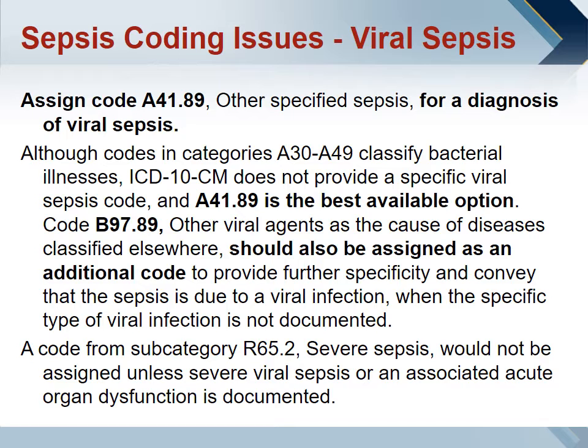Advice given to us is that for the diagnosis of viral sepsis, we should assign code A41.89. There is a discussion in Coding Clinic that talks about, although there is no specific code with which to report viral sepsis, A41.89 is the best available option, and these are the instructions given to us by the cooperating parties. Instructions also include to add code B97.89, other viral agents, and a code from R65.2, severe sepsis, would not be assigned unless severe viral sepsis is documented in the medical record.